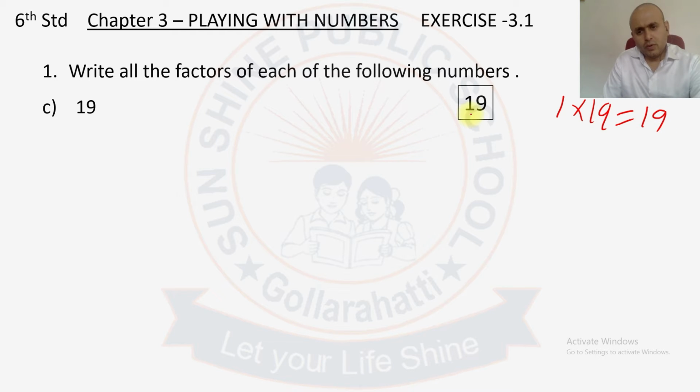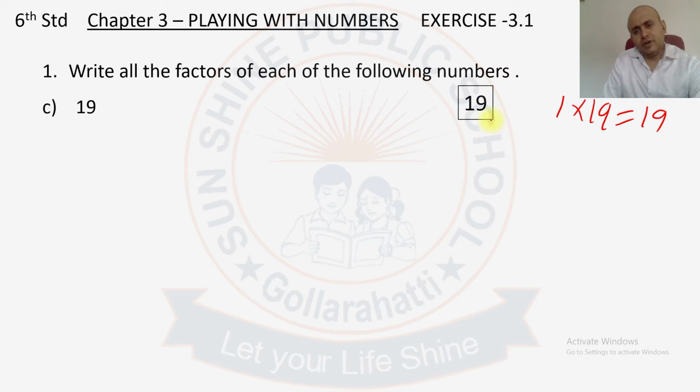Next is 2. Does it go by 2? 2 × 8 is 16, 2 × 9 is 18. So 19 does not come. That means it is not divisible by 2. Check with 3. 3 × 6 is 18, 3 × 7 is 21. So 19 does not come in the table of 3. So 3 is not a factor. 4 also does not work. 4 × 4 is 16, 4 × 5 is 20. 4 is also not a factor.